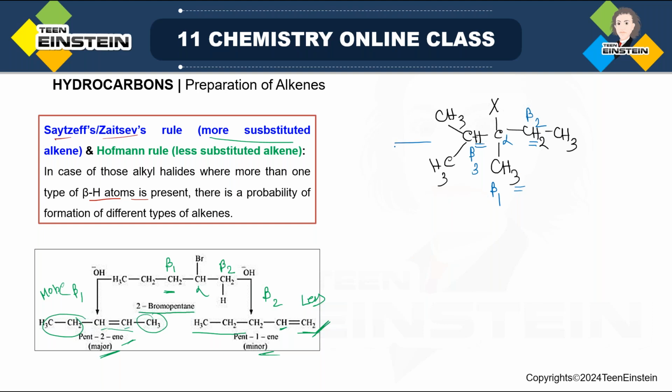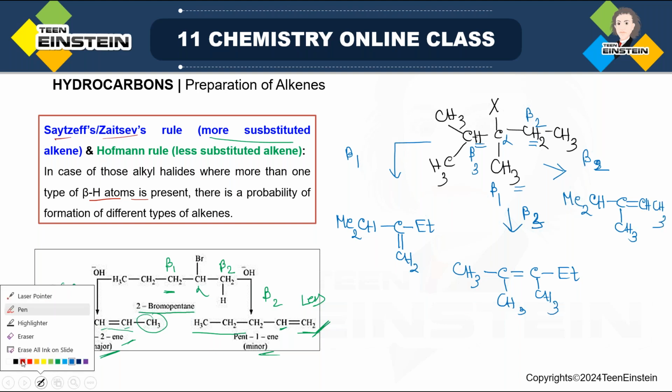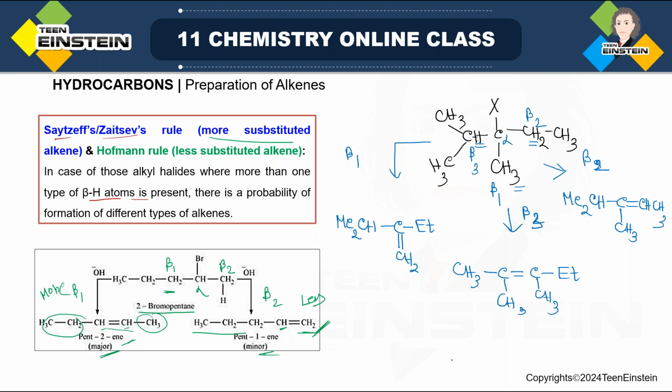This is alpha. Now when you remove beta 1 type of hydrogen, what you get? For simplicity, I am writing it as Me2CH, CC double bond and ethyl group. You get this one. When you remove beta 2 type of hydrogen, what you get? You get this. And when you remove beta 3 hydrogen, sorry, this is beta 3. Now the double bond is this. Now, 3 possibilities we have already drawn, but you just have to understand which one will be the major one.